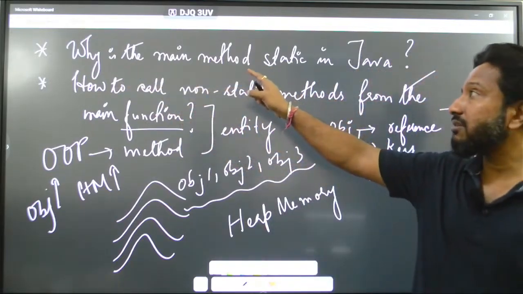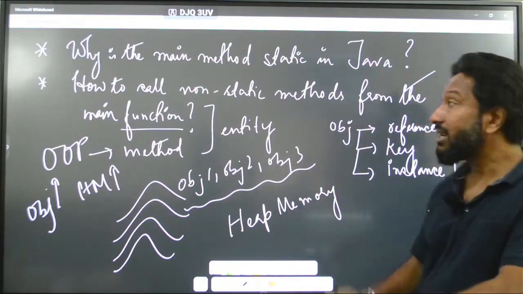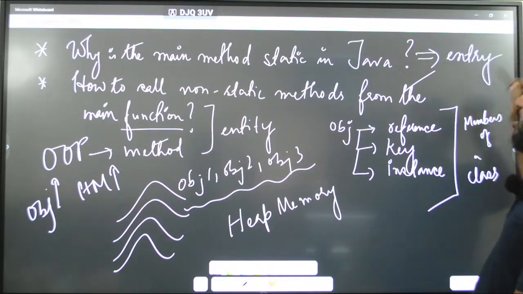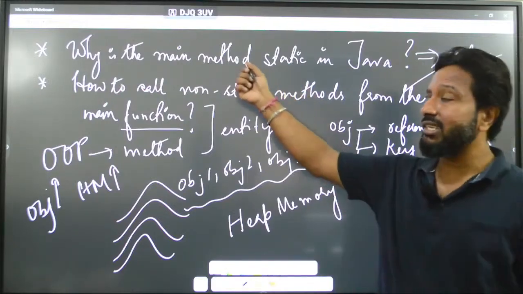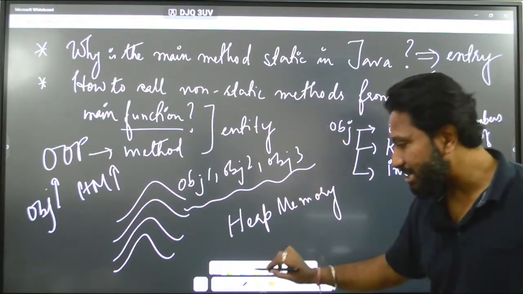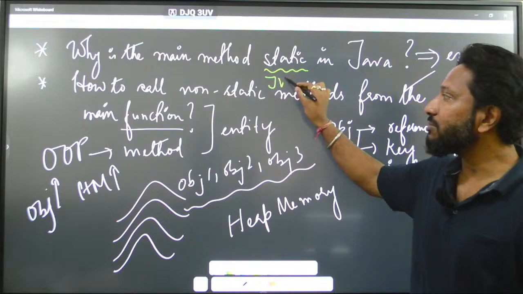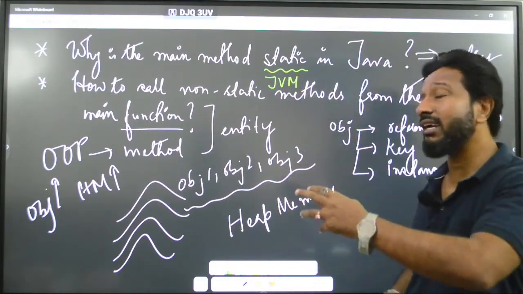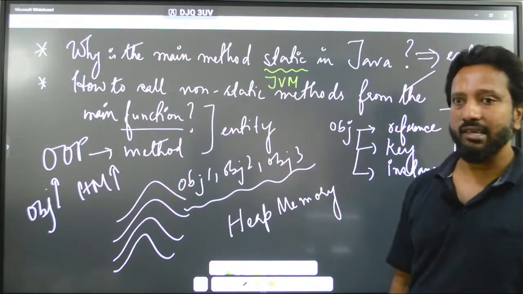why is the main method static in Java? If the main method is not static, it is the entry point, right? This is the entry point of our code. So if this method is not static, then we need to create an object to access our main method also. That is not good. So the main method is kept static so that the JVM, the Java virtual machine, can directly have access to the main method, because it is the entry point and it will actually kickstart our application, the Java application. That's why the main method is static.